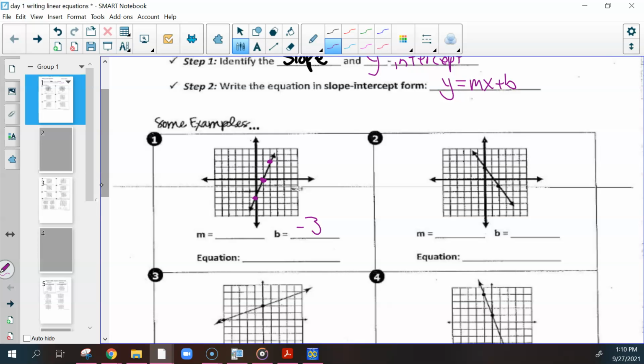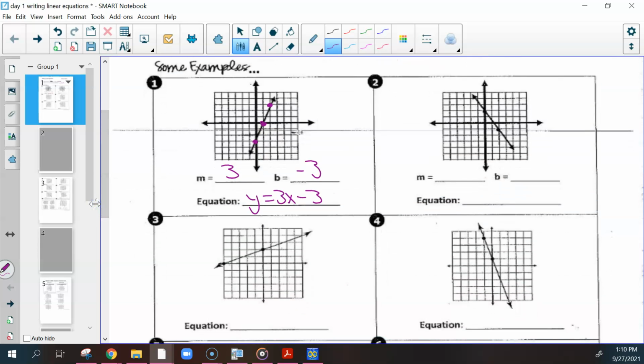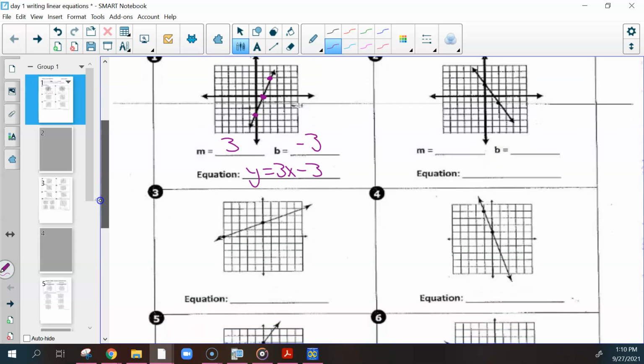And then count your slope up and over. Always go up or down first, and then right or left. What would that slope be? 3/1 or just 3, so always simplify. And then that equation would be y equals 3x. Let's get that one.